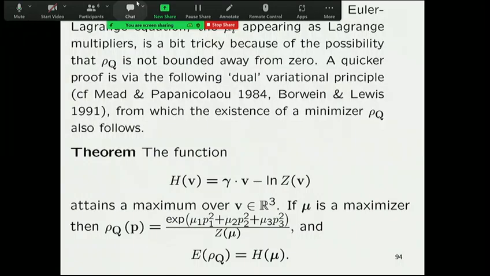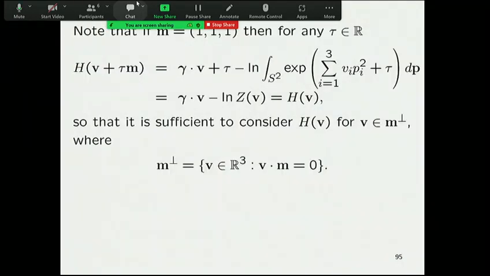So how do you prove that this attains a maximum? Well, first of all, you note that if m is (1, 1, 1), and I look at h of v plus tau m, then you get a tau here because the sum of the gamma i's is 1, and here you have to put in a tau, where the sum of p i squared is 1, and when you work it out, you see that that's actually independent of tau. Because you have a log of the exponential of tau, which is tau, and it cancels with the tau, right? So h is invariant in this direction, (1, 1, 1). So it's sufficient to consider h for v in m perp, which is the set of v such that v dot m is 0.